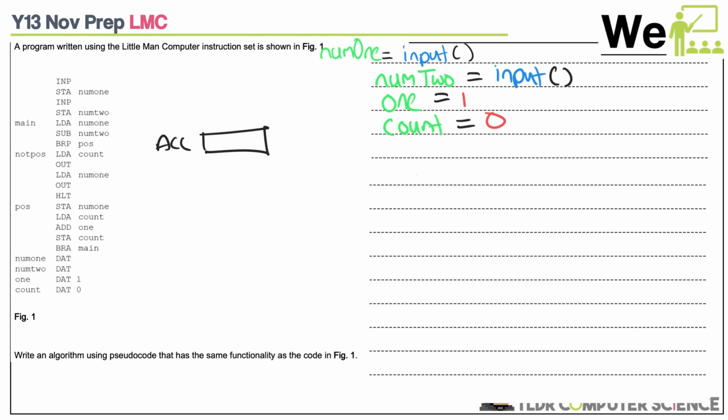Anyway, main: load num1, subtract num2 from it. So we load number 1, let's say it's 10, subtract num2 from it, let's say it's 6. If it's positive, then load number 1. Do you see what it's doing?